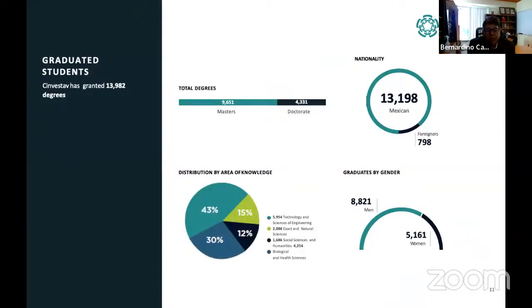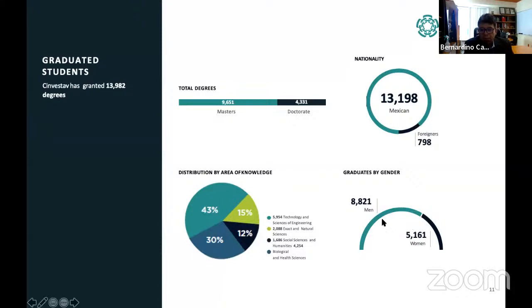We have had up to now about 13,000 Mexican students graduated in both the master and doctorate programs, and almost 800 foreign students. So we receive each year a lot of foreign students. At Guadalajara, for example, we receive many Colombian students, but in the last year we have received students from Pakistan, Iran, India, and other countries.